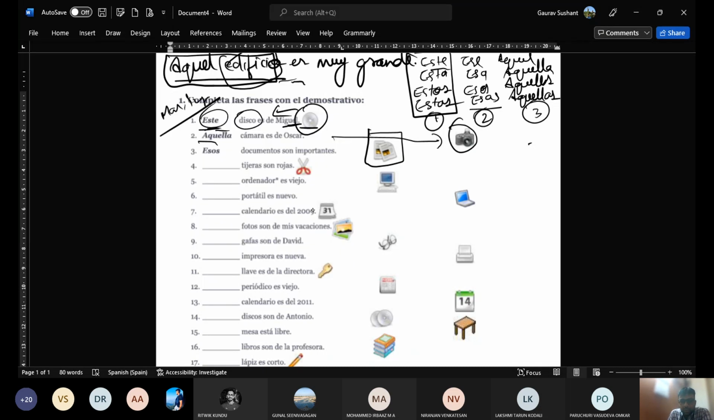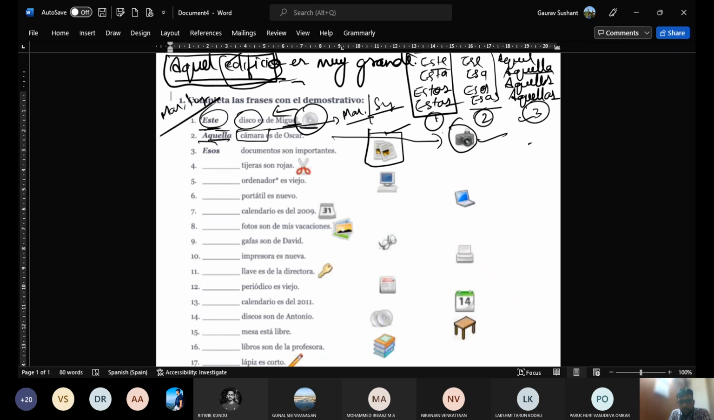Similarly, in the second one, as I told, the image is on the extreme right. So here you have to choose from the third group. Okay. So in the third group, what the answer will be from any one of these four will be decided by this noun camera. The word camera is masculine plus singular. Means you have to choose the demonstrative adjective from this group, which is masculine and singular. So it is aquella. Aquella camera es de Oscar. Okay. That camera is of Oscar, or that is Oscar's camera.